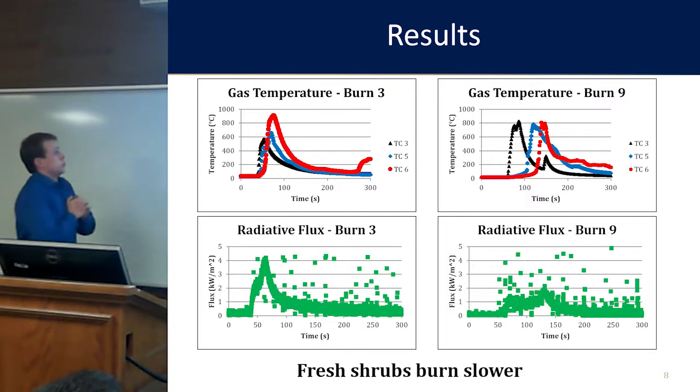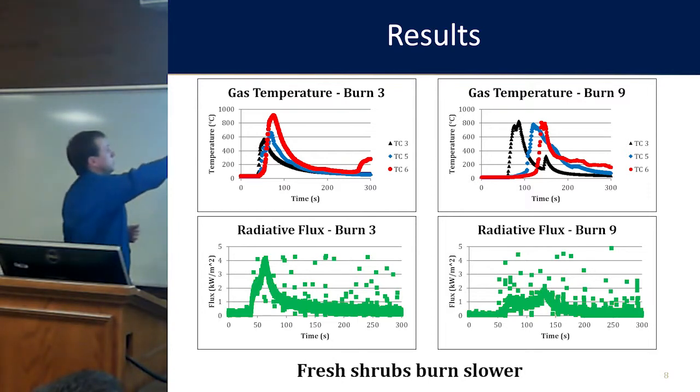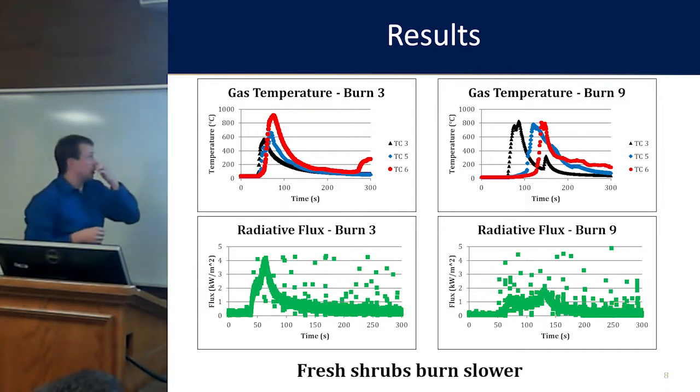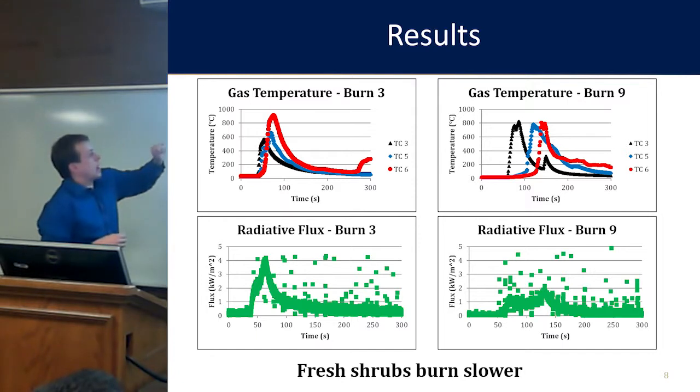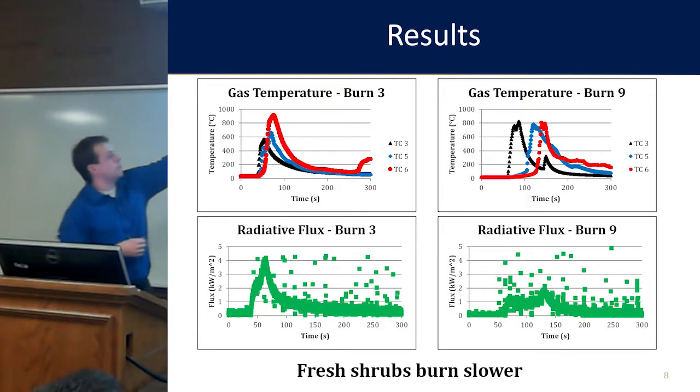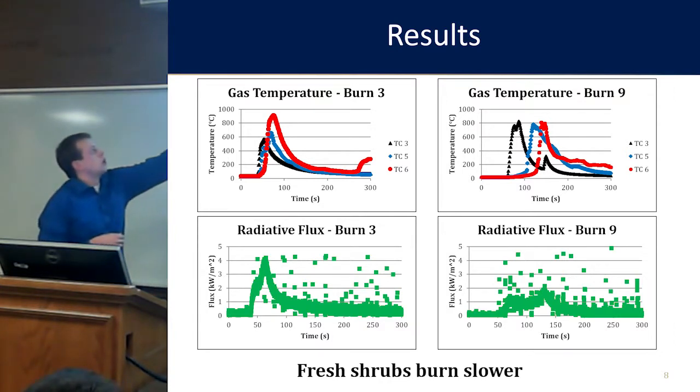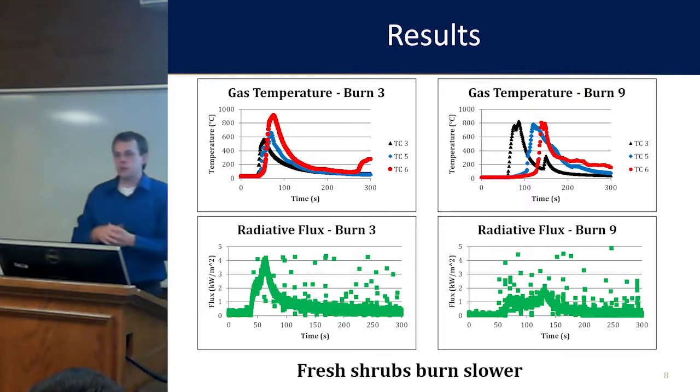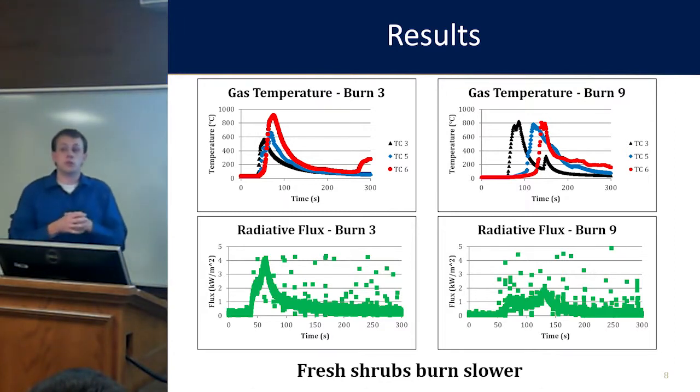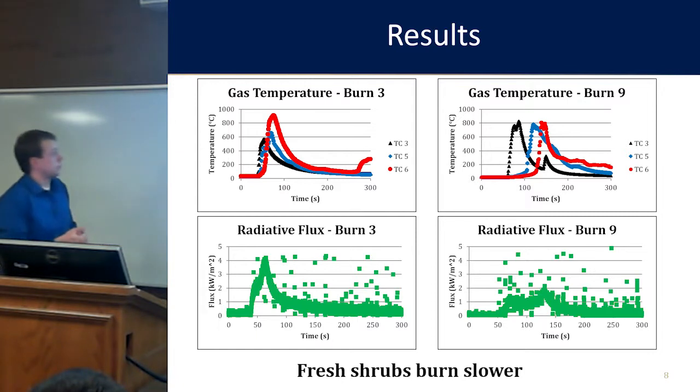So these are some of the results that we found. So the top 2 graphs, again, 9 is on the right, 3 is on the left. This is the gas temperature that we measured. And it should be noted, these values that I have here shouldn't be used for their raw values just yet. We have to do some temperature correction for the thermocouples, but it's a little bit complicated due to our experimental setup.